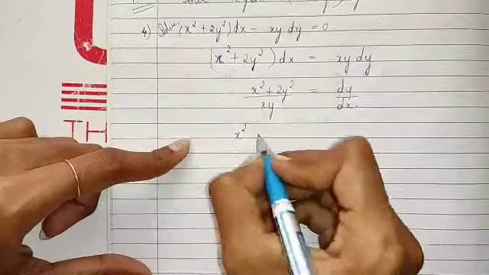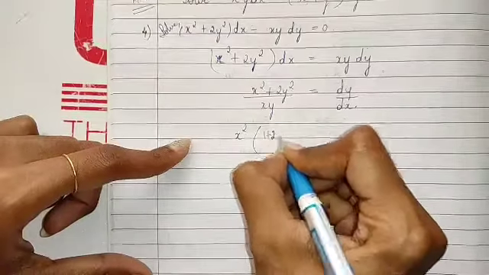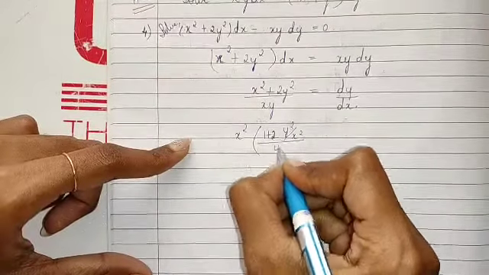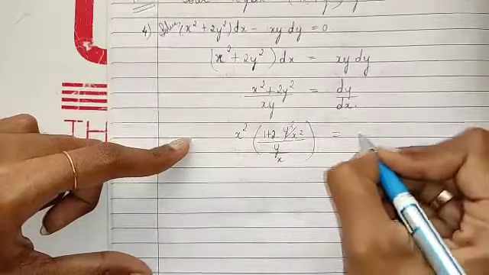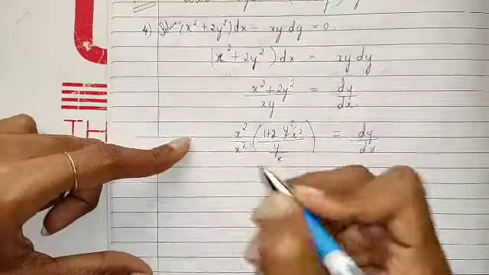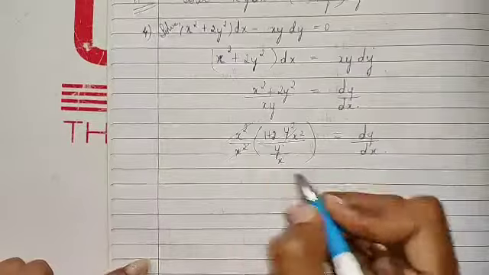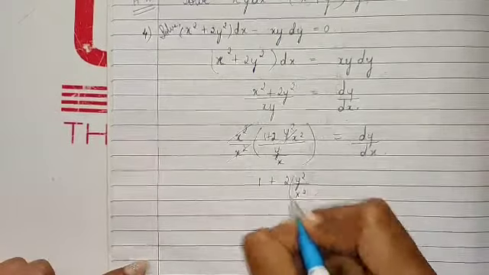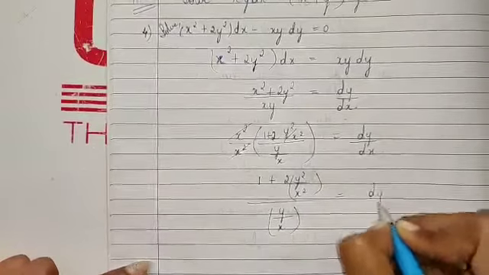Here if I take x square common outside, what happens? I'll get 1 plus 2 y square by x square divided by y by x is equal to dy by dx. Here also I am taking x square common outside, right? So I have to write x square here also. So this x square and this x square get cancelled. So you are having 1 plus 2 y square by x square divided by y by x, which is equal to dy by dx.